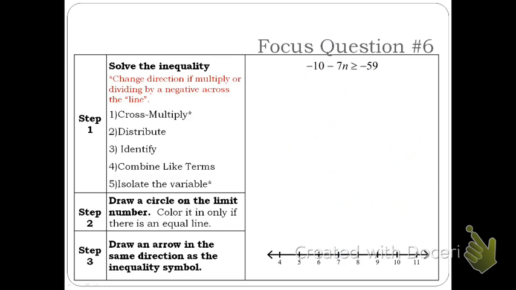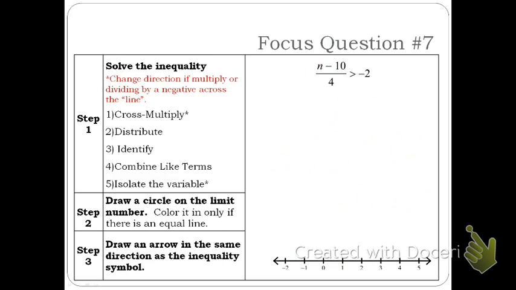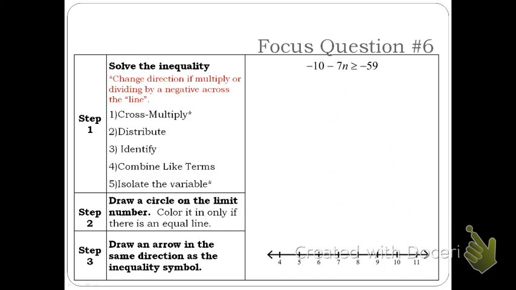Focus question number 6. There's no parentheses, there's no complex fractions, so we don't need to cross multiply, and we don't need to distribute. You're ready to identify your terms.